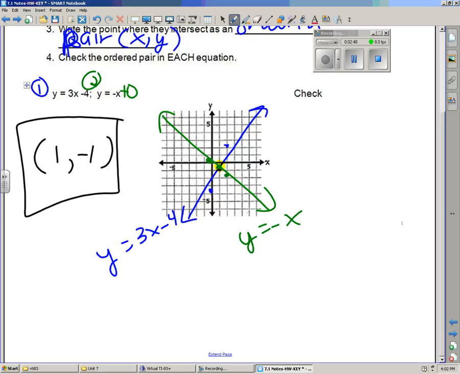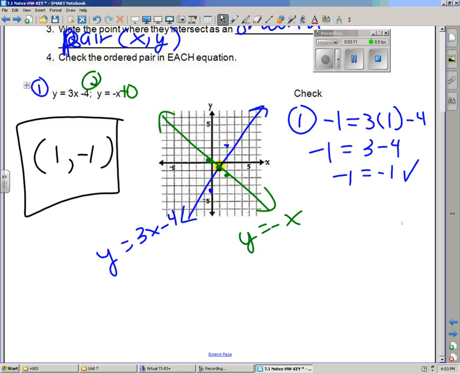So this is your answer, the ordered pair. The graph is the work that got you that answer. The check really just means if you take each equation, you plug in the x for the x and the y for the y, you should get a true statement. So on number 1, if I say y equals 3 times x minus 4, does -1 equal 3 minus 4? And in fact, it does. If I take my second equation and I plug in the y for the y, does y equal -x? And -1 does equal -1, so it works.